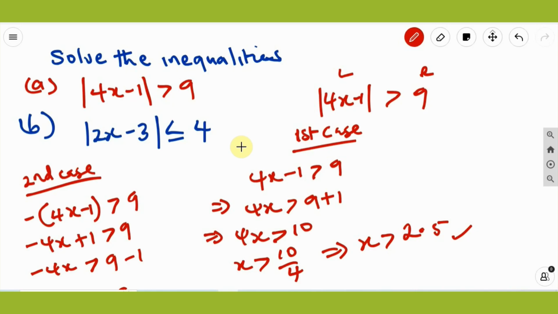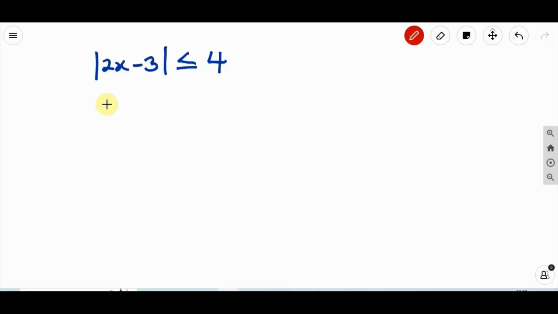Then for the second question, this is going to be 2x minus 3 is less than or equal to 4, taking both the left hand side and right hand side as positive. So I'm going to solve this for the first case.